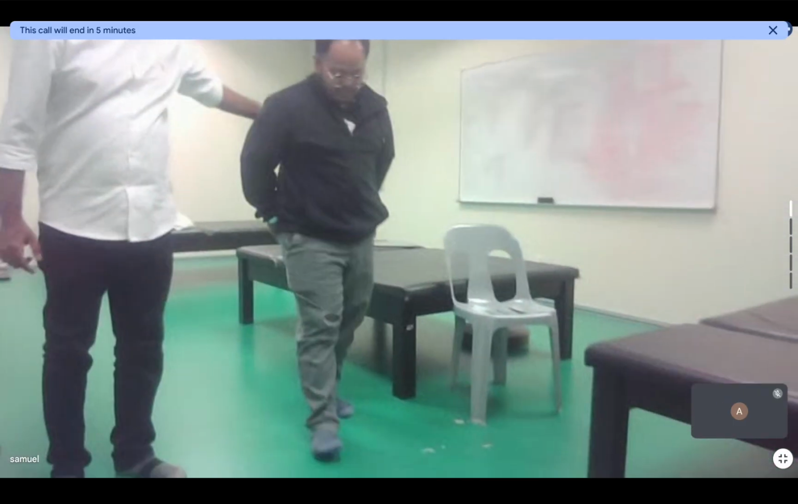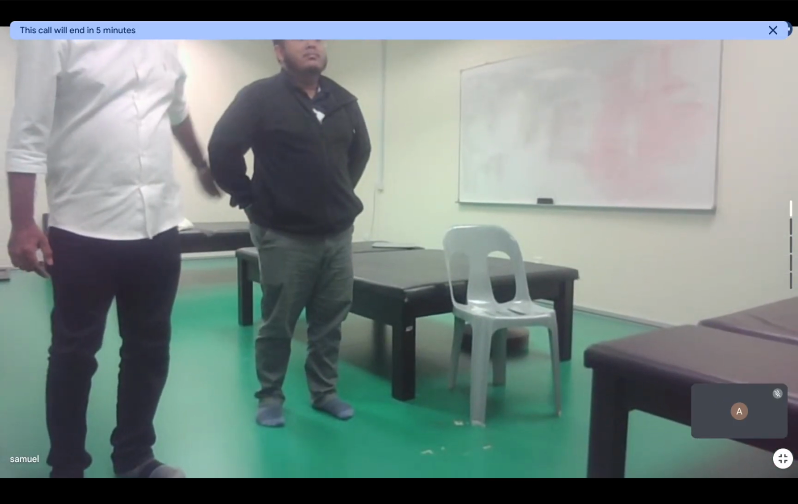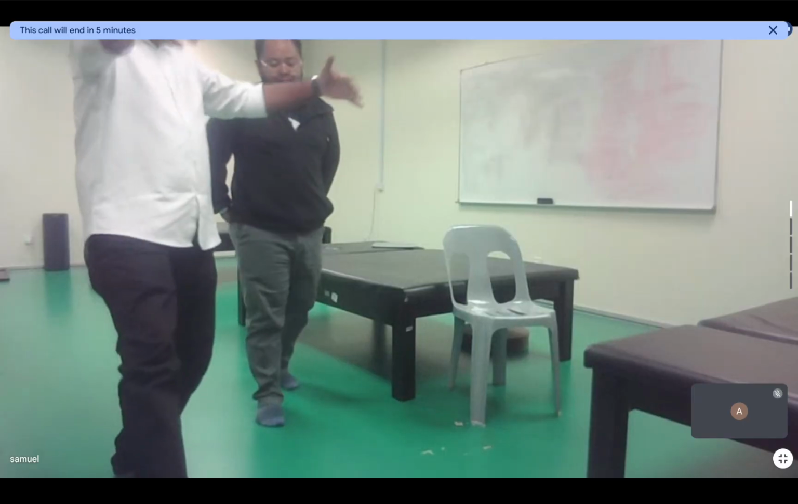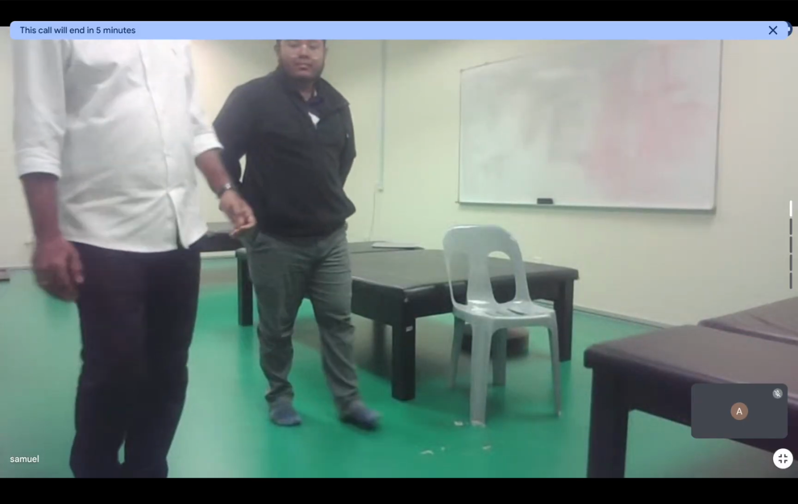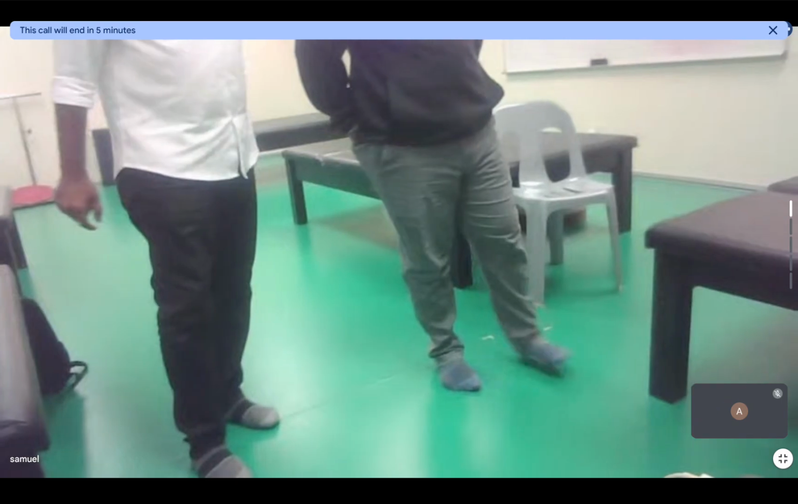So make sure the marking reflects this person's age, gender, step and stride. Don't mark like this and make him to walk like that. It should represent a normal step and stride with a little bit of narrowness.